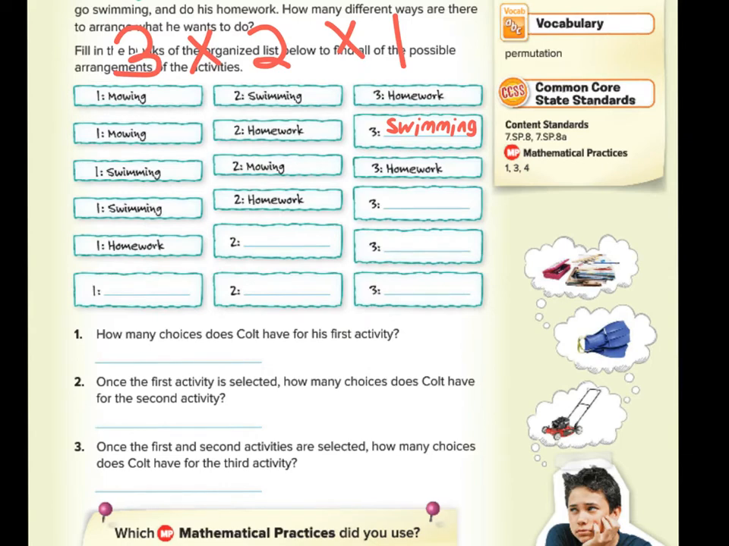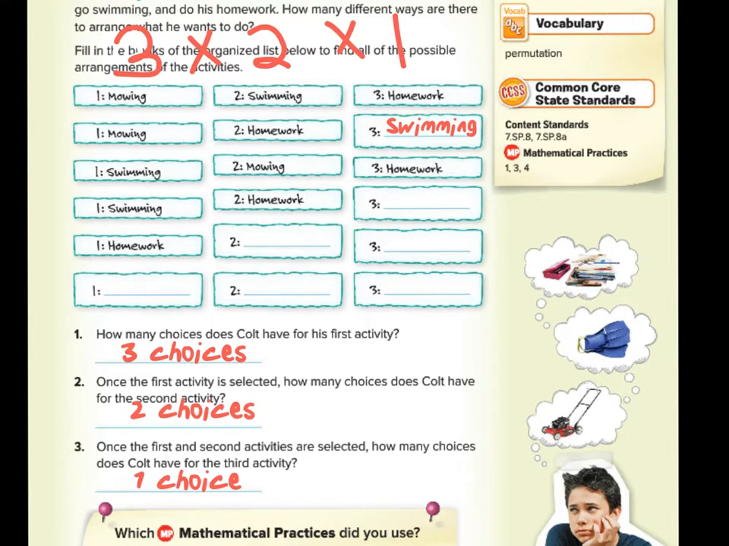Question 1 addresses this method. How many choices does Colt have for his first activity? Well, he has first 3 choices, right? He could either mow, he could swim, or he could do his homework. Question 2. Once the first activity is selected, how many choices does Colt have in the second activity? Well, let's say he chooses mowing as the first activity. Now he only has 2 choices. After that, he can either choose to swim or to do his homework, right? He only has 2 more to choose from. And then once the first and second activities are selected, how many choices does Colt have for the third one? He really only has 1, right? Only 1 choice because there's only 1 activity left to do.